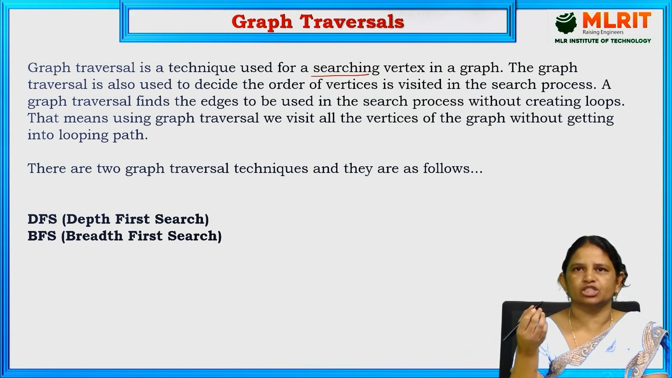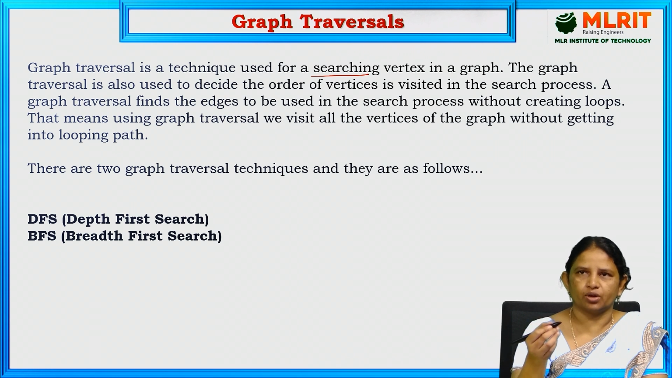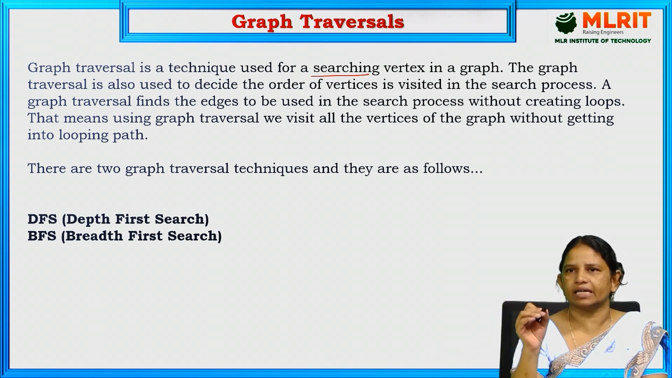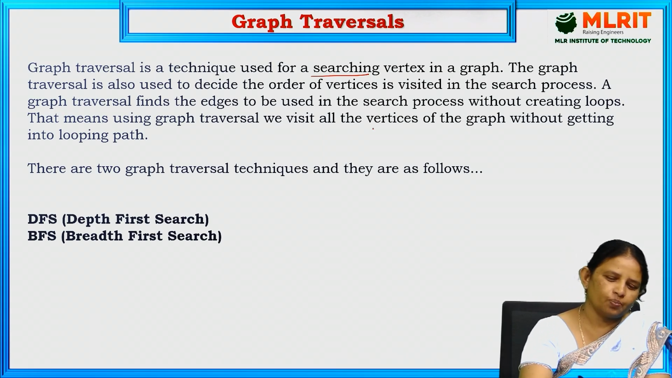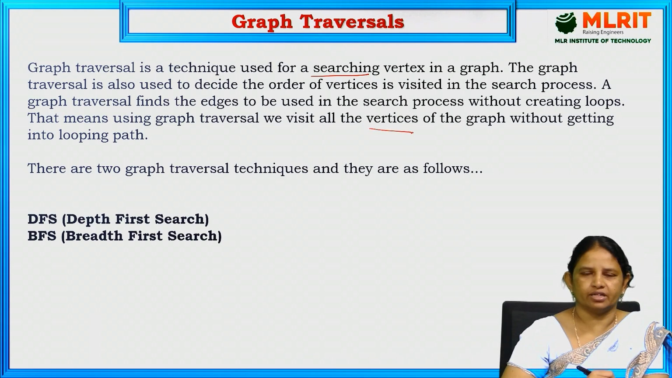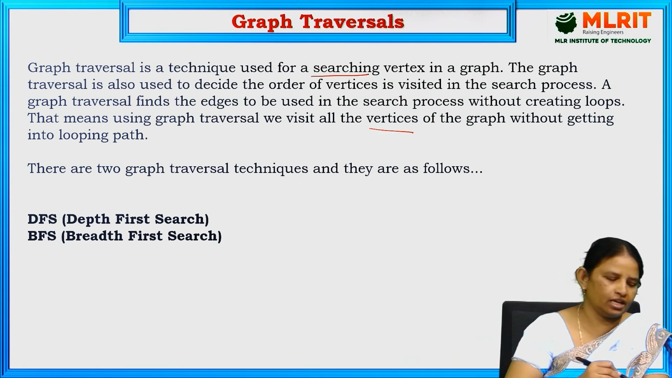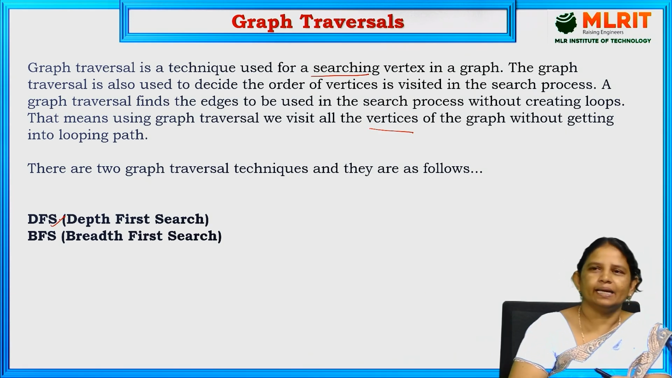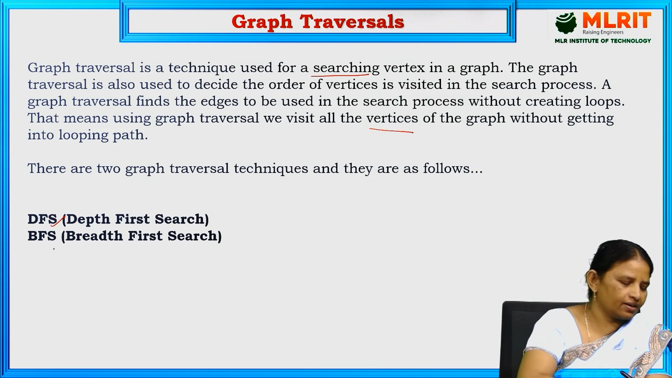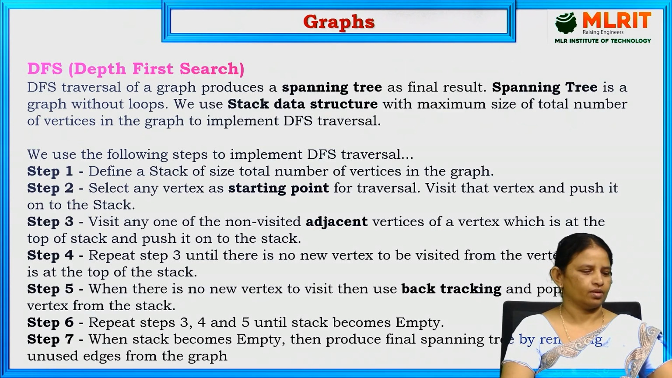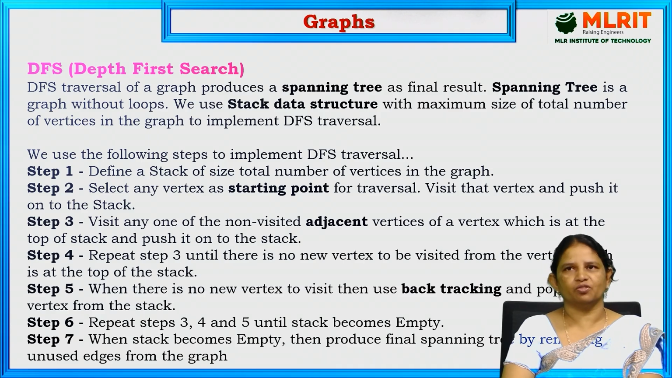But in the case of graph traversal, we have to start the visiting process from the root node, and we have to visit all the nodes exactly once without forming a loop. A loop should not be formed in the case of traversal. There are two types of traversal techniques in graph theory. One is called the depth first spanning tree. The second one is the breadth first spanning tree.